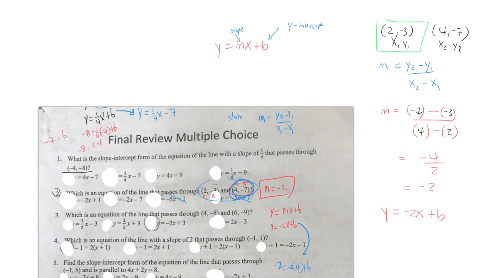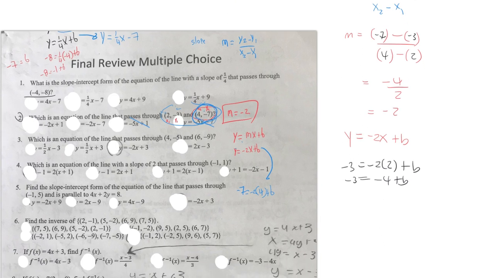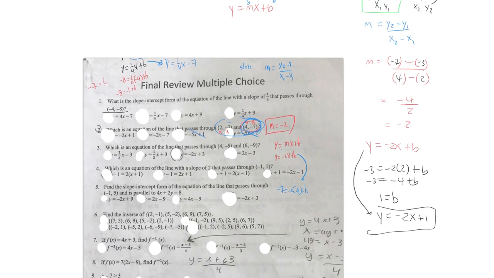We're going to substitute -3 in for y and 2 in for x. That's going to become -4 plus b. At that point, adding 4 to both sides would give us b equals 1. Then we could update the equation to say y equals -2x plus 1. And that right there is the answer, so that would make this one the answer. All right, so that's how you do that one.